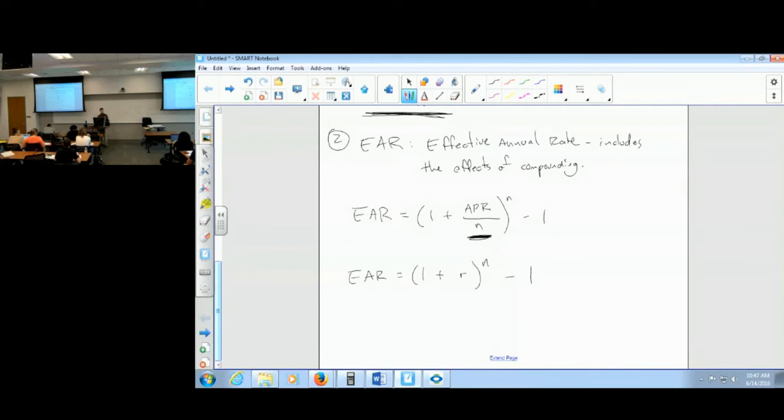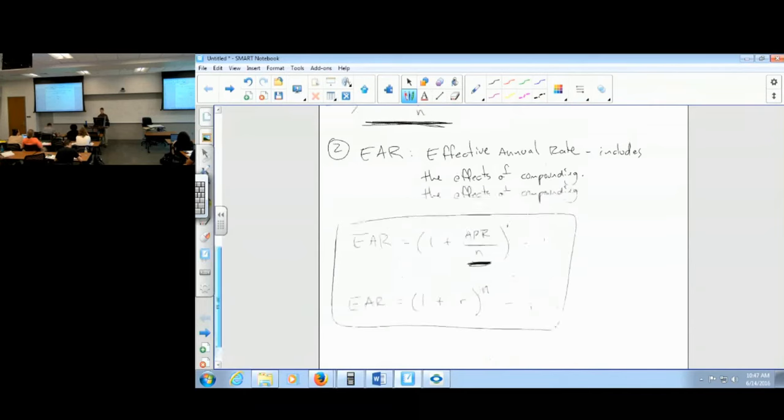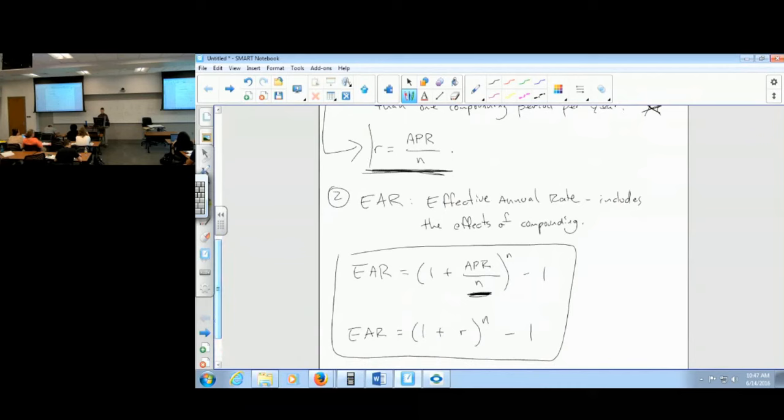Do we get to drop the N on the bottom? They're exactly the same thing. There is no difference between these two formulas. It depends on what you're given. If you're given the periodic effective rate, then you don't need to put the N on the bottom. You're taking an extra step if you plug in and do APR over N, though you get the right answer. But if you're given R directly, you can just plug it in. R is equal to APR over N, so I just substituted it in.